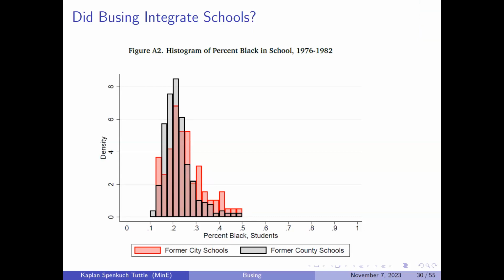If you had looked at this before busing, these would not even have intersected. The former county schools would have been out here at 90 to 100% white, and most of the Black schools would have been down here at 0%. Most of the county schools would have been 0 to 10% Black, and most of the city schools would have been 90 to 100% Black. But what you can see is that it's still the case that the former city schools are a little bit more Black, but not much.